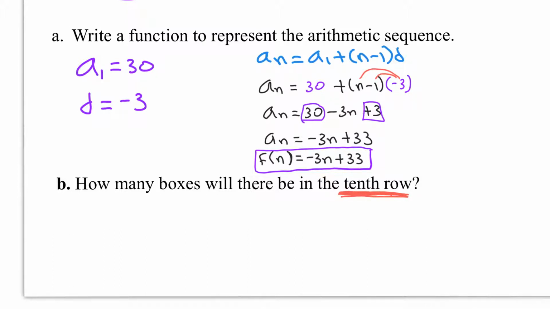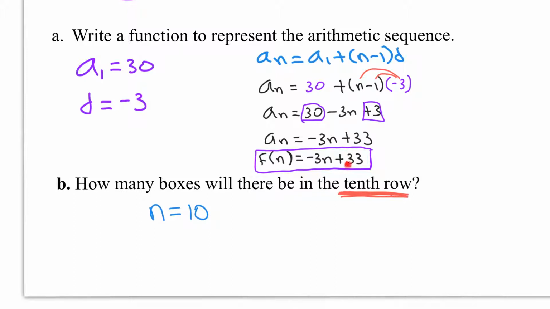This is a time where you guys say n equals 10. That's what we're looking for. We know that n is going to equal 10. If they ask for the 9th term, n equals 9. If they ask for the 3rd term, n equals 3. But right now we're looking for the 10th term.